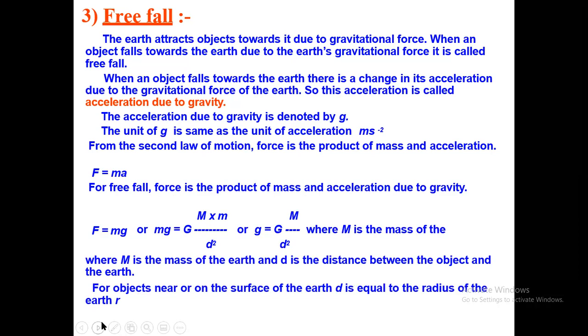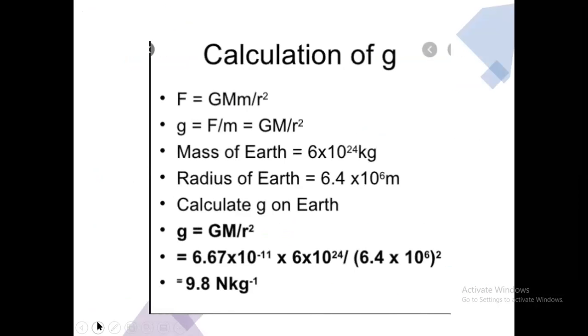So for an object near or on the surface of the earth, d is equal to the radius of the earth, that is r. So now see how we can calculate g. F is equal to GMm upon r square, then g is equal to F upon m. If we put the value of F, then g is equal to GM upon r square.